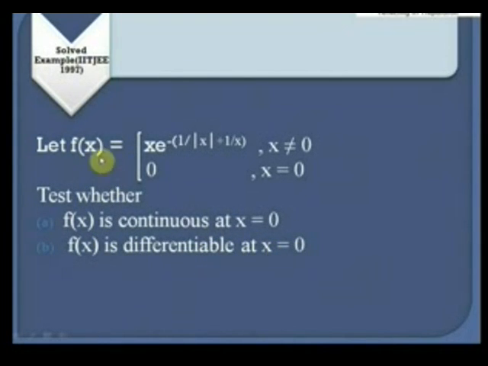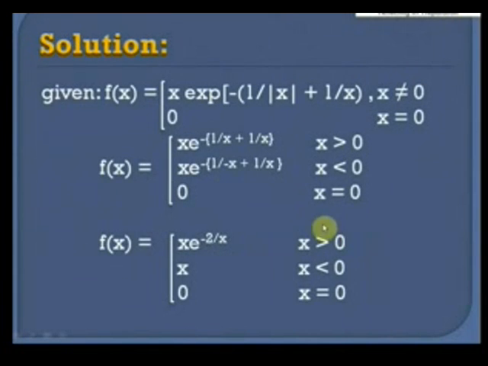So in this problem we have been given f(x). In the first part we have to test whether f(x) is continuous at the point x equal to 0. In the second part we have to check whether f(x) is differentiable at the point x equal to 0. So let's look at the solution of this.